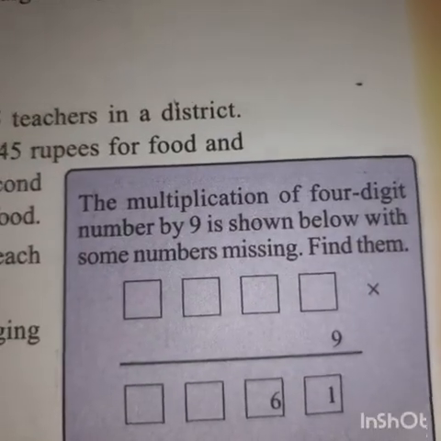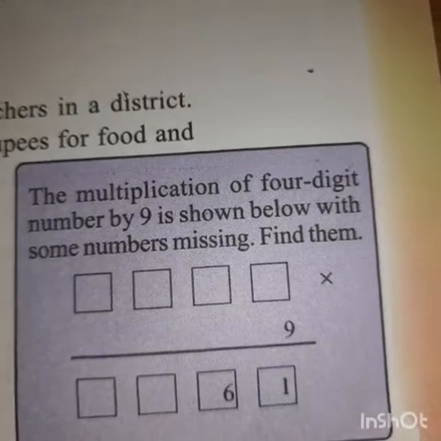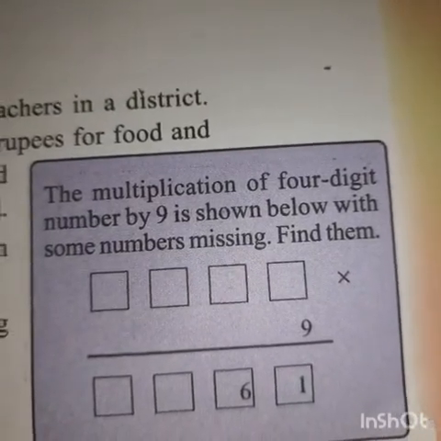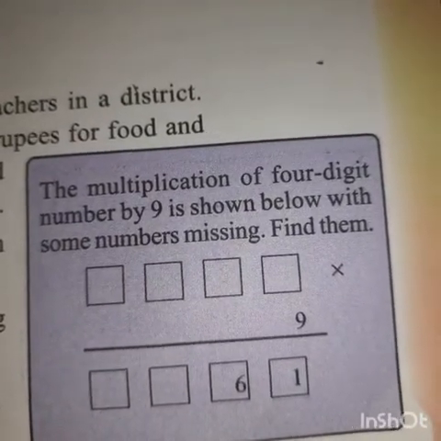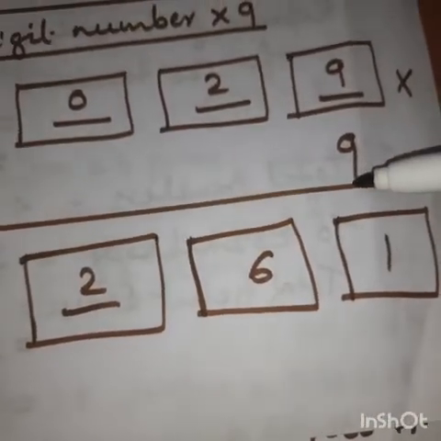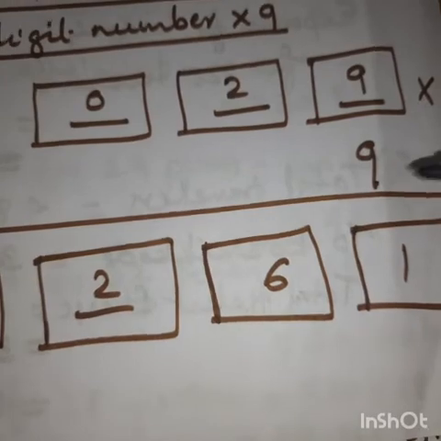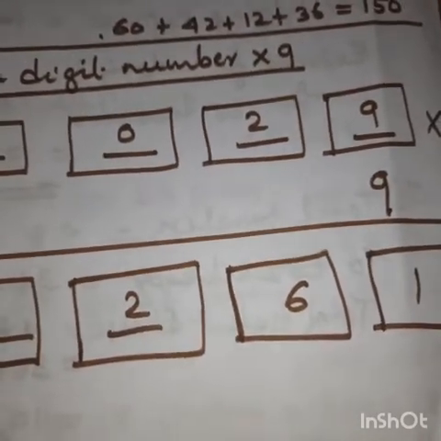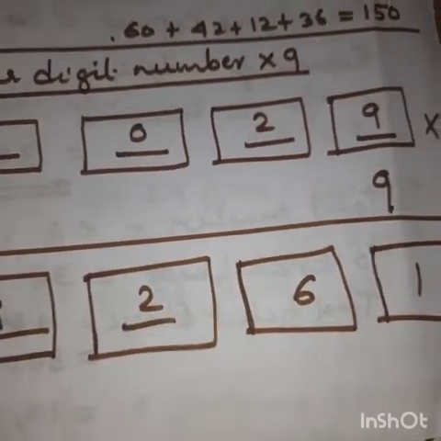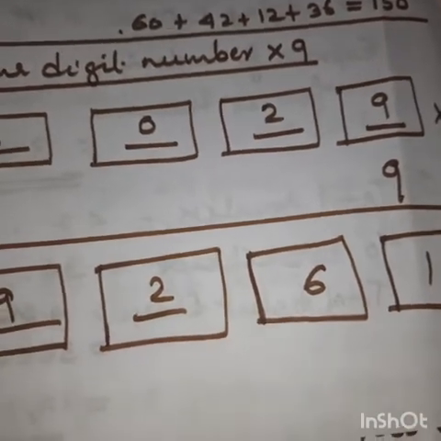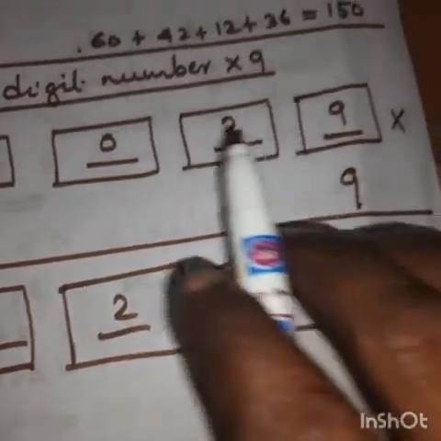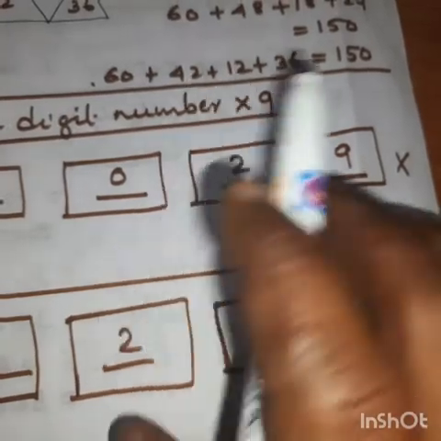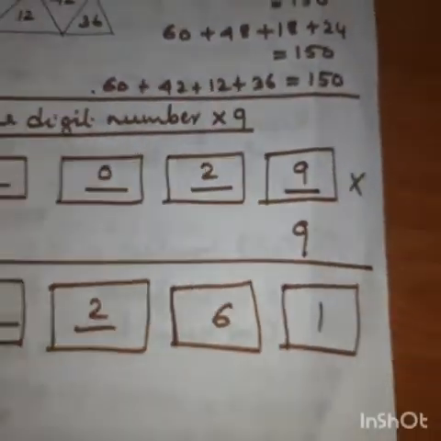Then the multiplication of a 4-digit number by 9 is shown below, with some numbers missing. We get only the product 9 and these 2 numbers. Here we get 1, and the multiplier is 9. In the multiplication table, 9 into 9 is 81 and the unit place digit is 1. Write 1 here, and the remaining 8 is added to the next product.